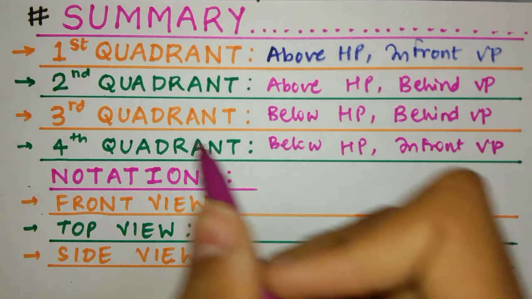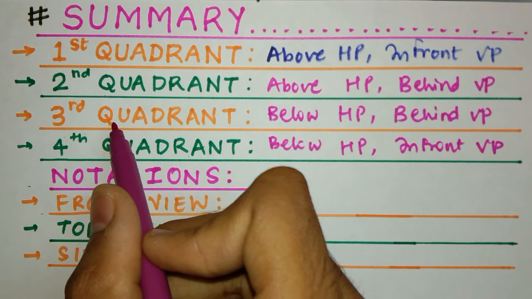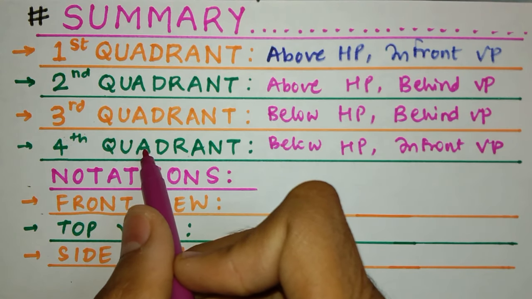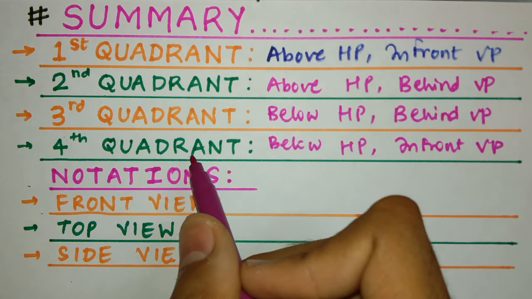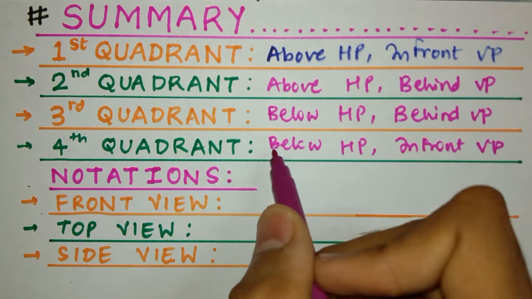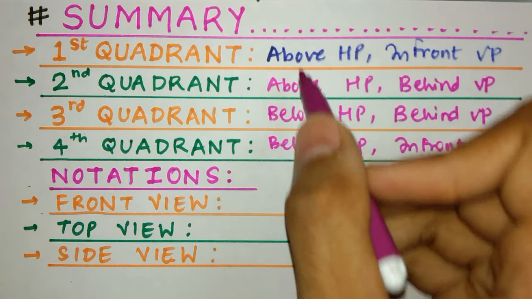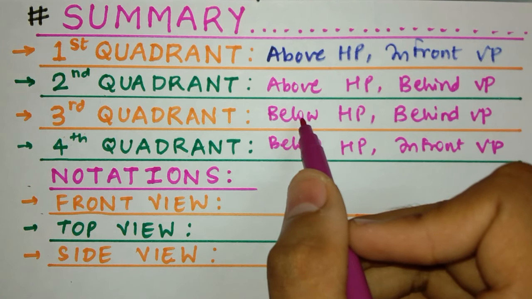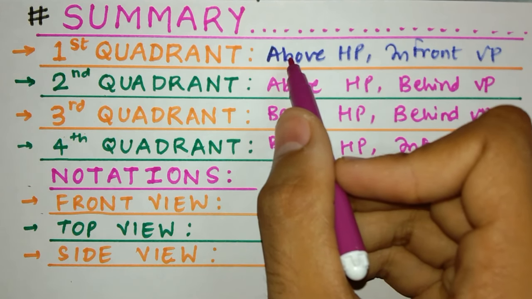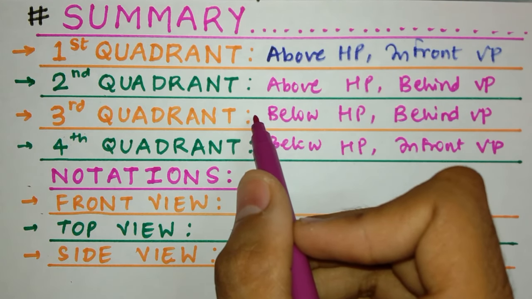Moreover, for the projection of the point, the first quadrant and the third quadrant are basically considered. The second and the fourth quadrant are not taken into consideration, as the front view and the top view overlap or coincide with each other. Hence it becomes difficult to get a better understanding regarding projection of a point. Hence the first and the third quadrant are taken into consideration. In the first quadrant, the front view lies above the top view, while in the third quadrant, the top view lies above the front view.